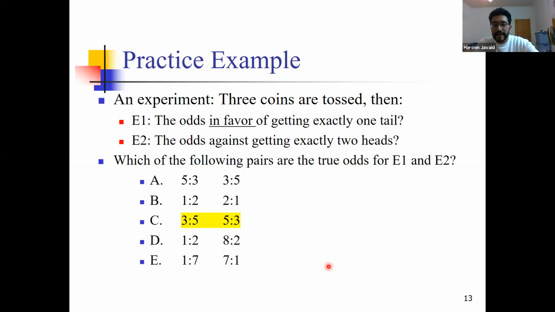Now, this is a typical example that shows up in your exams. It's been repeated many times. In an experiment, 3 coins are tossed, and then they ask you, what are the odds in favor of getting exactly one tail? Remember probability in high school? You write down all the possibilities that can happen. So it could be TTH, TH, THT, T.